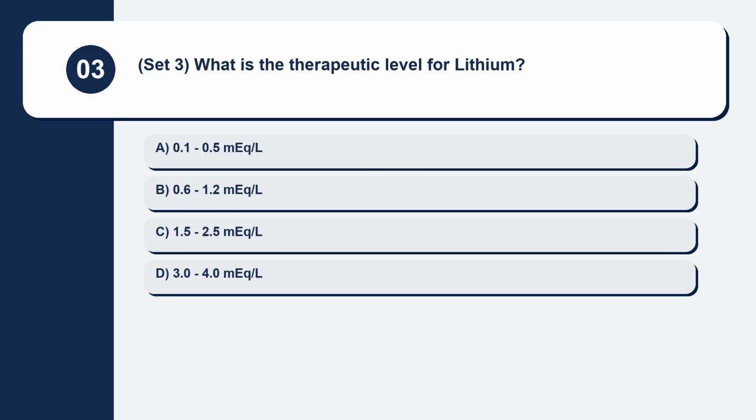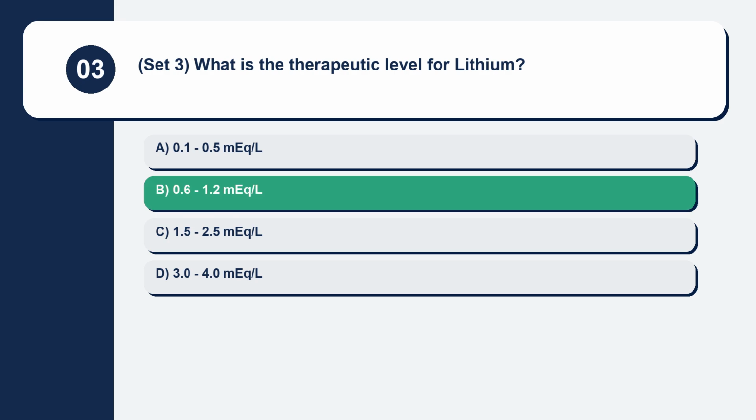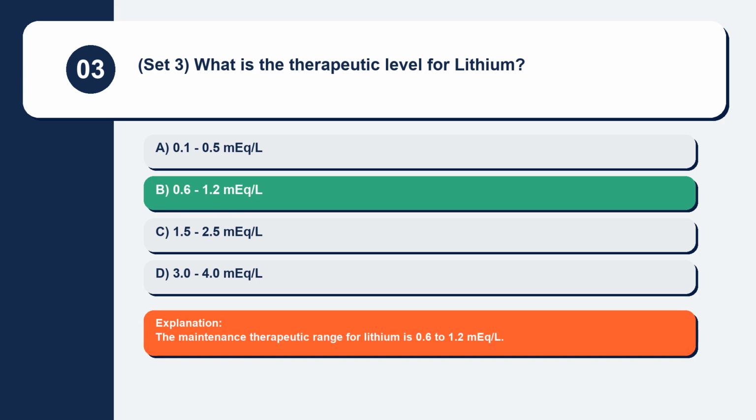Question 3. Set 3. What is the therapeutic level for lithium? 0.1 to 0.5 mEq/L, 0.6 to 1.2 mEq/L, 1.5 to 2.5 mEq/L, 3.0 to 4.0 mEq/L. The maintenance therapeutic range for lithium is 0.6 to 1.2 mEq/L.